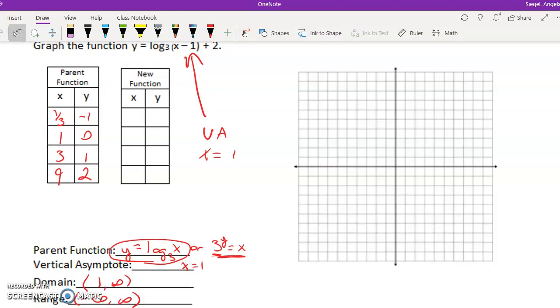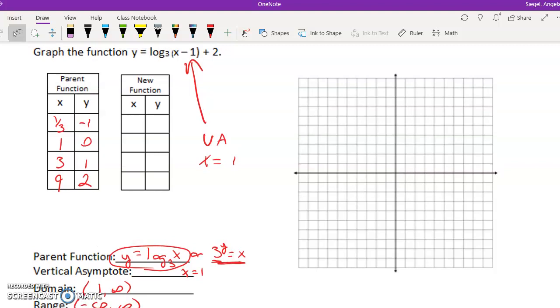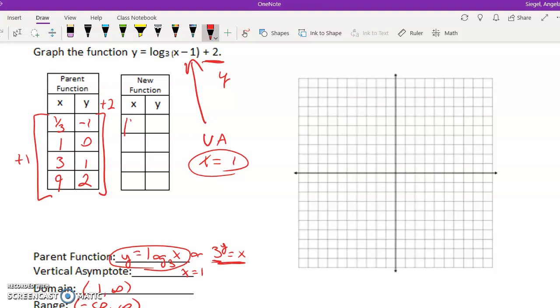Okay, so let's go ahead and do the moving part of it. Like I said, it shifted 1 instead of 0, so we're going to add 1 to my x's, and then this affects my y values out here. So over here, I'm going to add 2. So I have 1 and 1/3, 2, 4, and 10. Over here, I have 1, 2, 3, and 4.